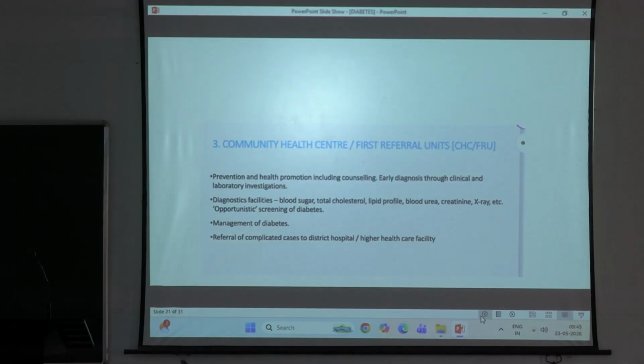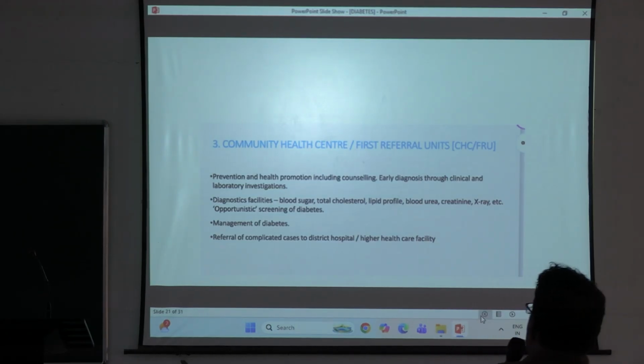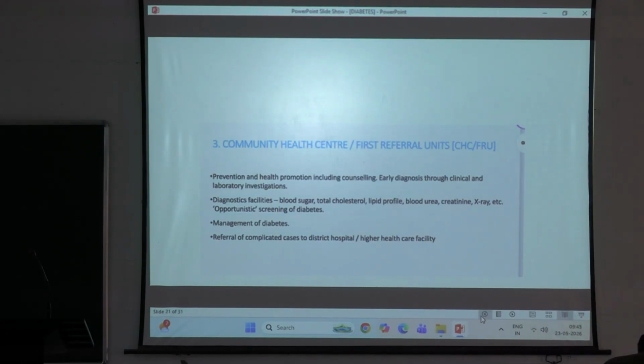Next one is community health center, CHC, or the first referral unit. Okay. So this includes prevention and health promotion, including counseling. Here, at the PHC level, you have blood sugar, cholesterol, lipid profile, urea, creatinine, all this is there, and opportunistic screening of diabetes.